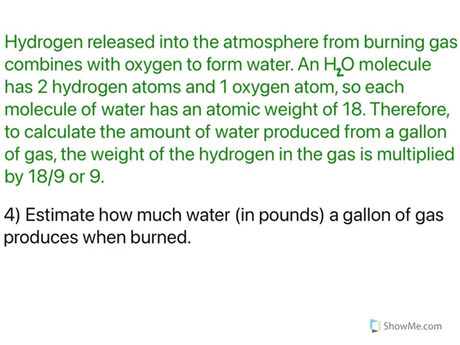So, a little information. Hydrogen released into the atmosphere from burning gas combines with oxygen to form water. H2O molecule has 2 hydrogens and 1 oxygen. Each molecule of water has an atomic weight of 18. Therefore, to calculate the amount of water produced from a gallon of gas, the weight of the hydrogen in the gas is multiplied by 18 divided by 2.